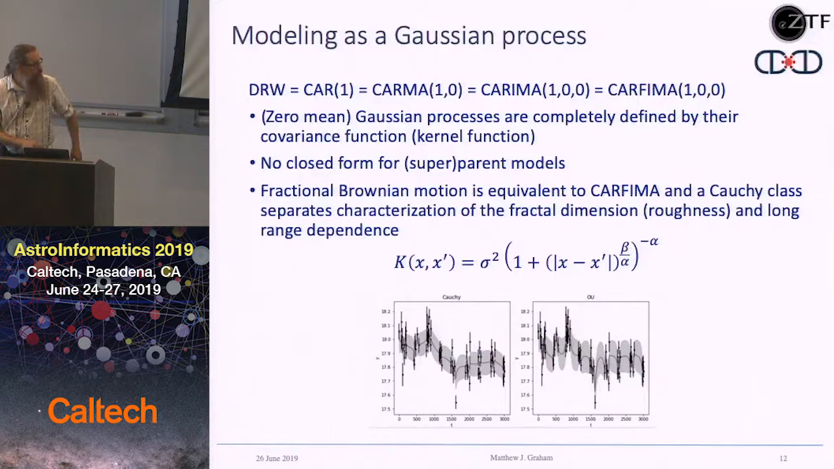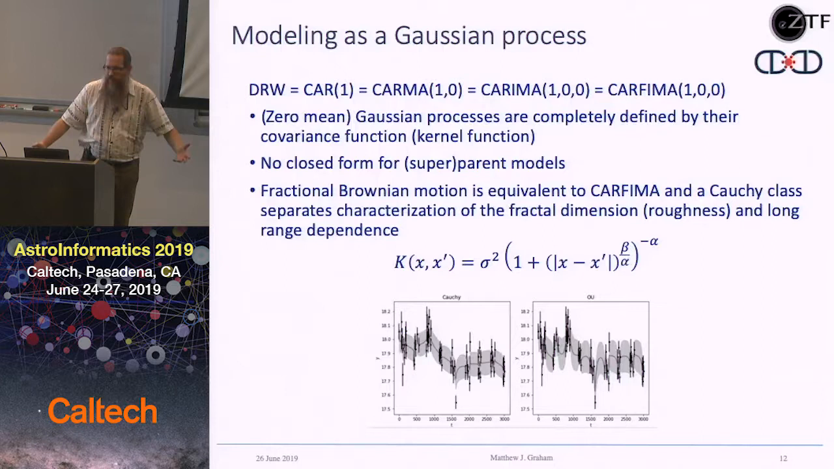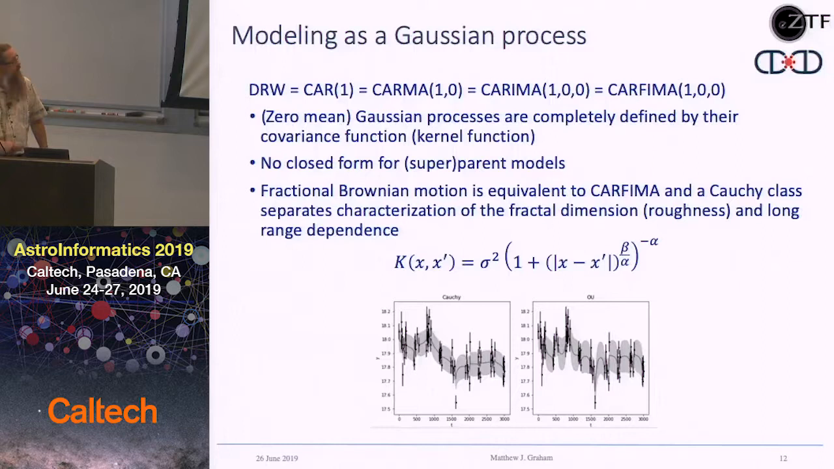What you'll see here is a quasar, this is the damped random walk fit for it, and this is the Cauchy class fit for it. Certainly by eye, you'll see that this looks equivalent. And numerically, they are also equivalent. So this is a much broader family, a more meaningful model than necessarily the CARMA model. So maybe we can describe these better through this sort of model.